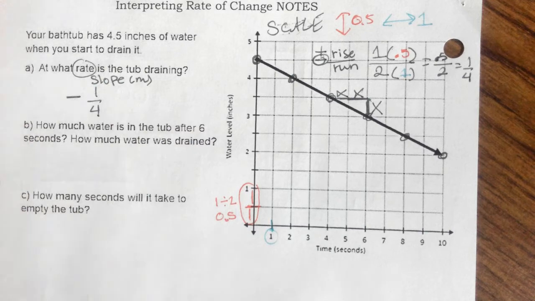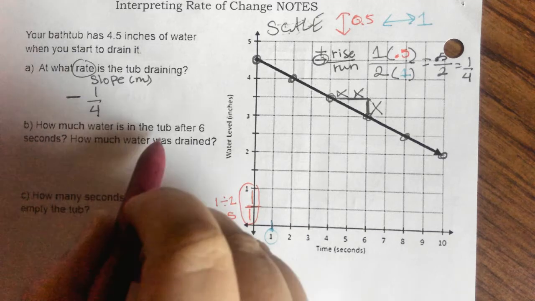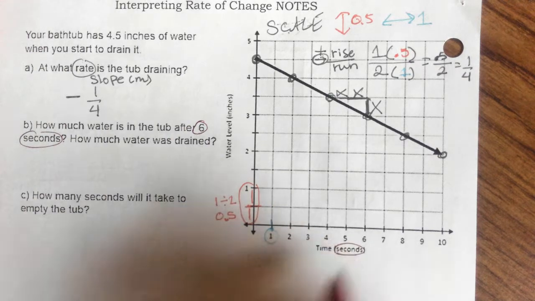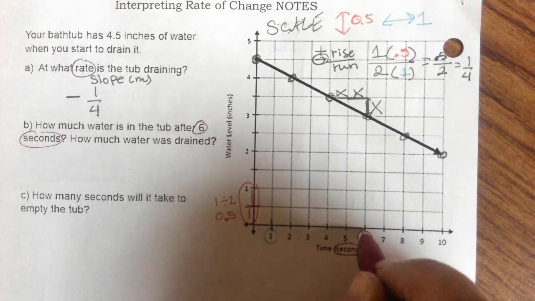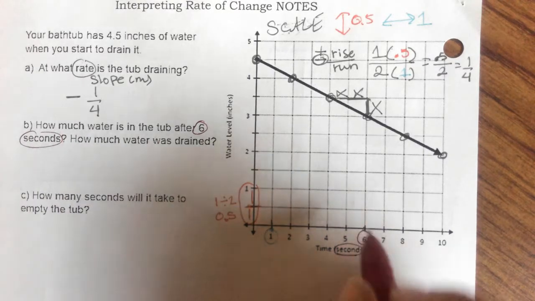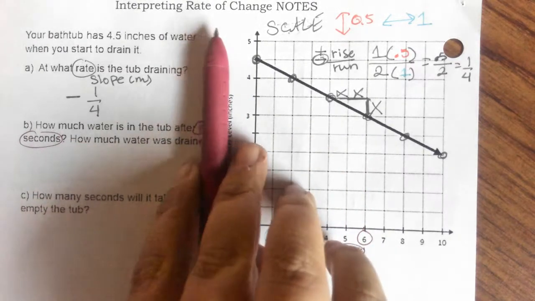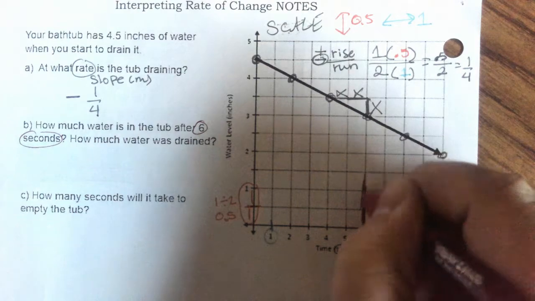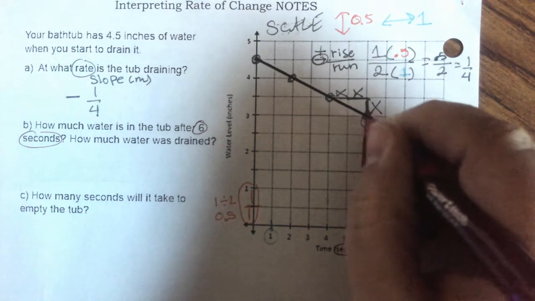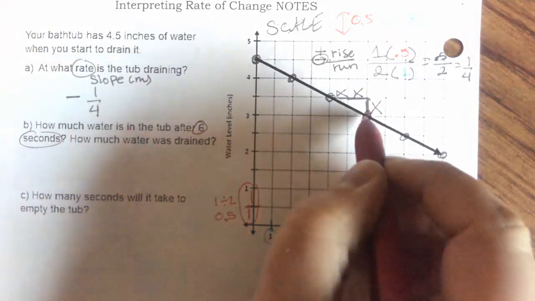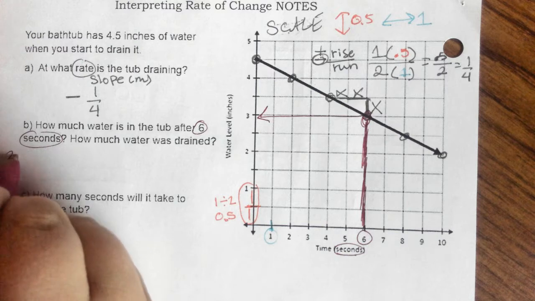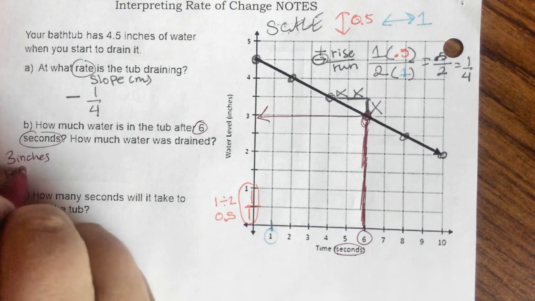Letter B has 2 parts to the question, actually. Letter B first asks us, how much water is in the tub after 6 seconds? So they're telling me about seconds, and they told me 6 seconds to be exact. 6 seconds, and I want to know how much water is left. So I want to know the y value when x is 6. So I'm going to draw a line until I hit the line on my graph, which is right here. And I need to know the y value that corresponds with that, which is 3. So there are 3 inches left over in the tub.